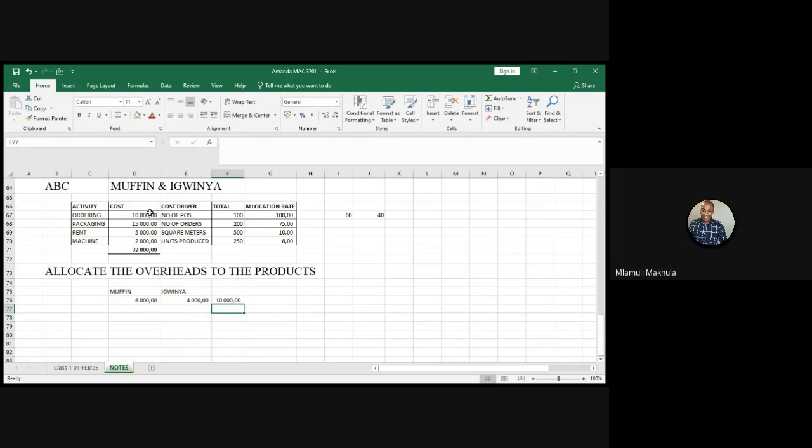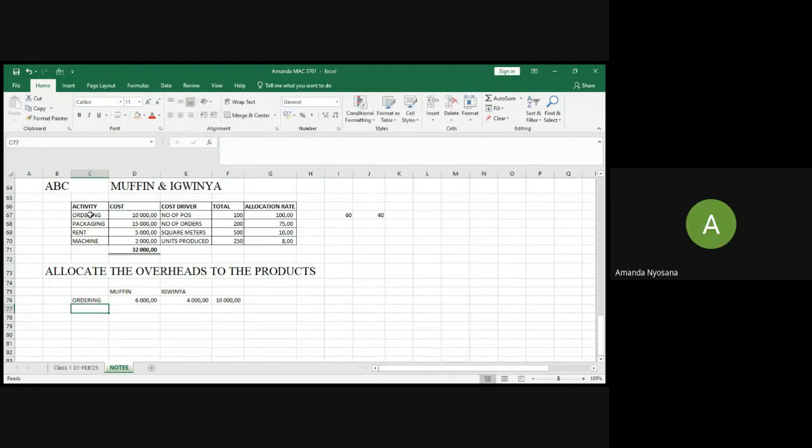Now remember, we cannot allocate the 10,000 proportionately because the way the orders were done for the muffins and the vetkoek is different. Therefore, the 10,000, my friend, should be allocated in the way each product consumed the ordering activities. Are you understanding? So this was ordering.